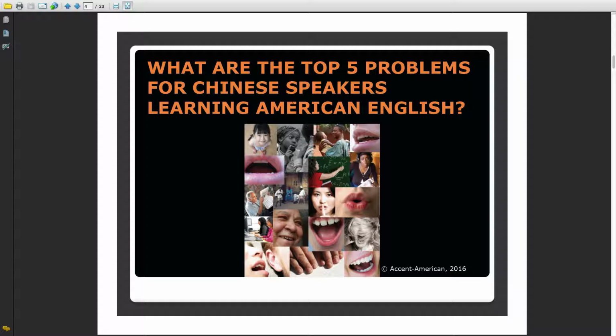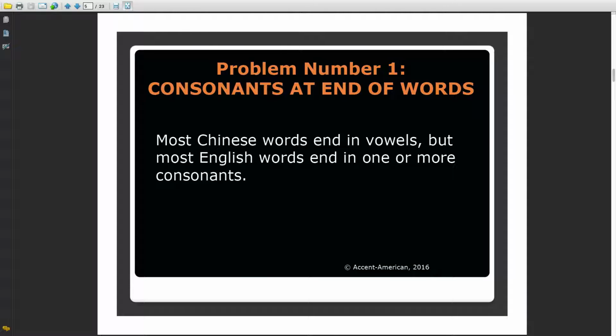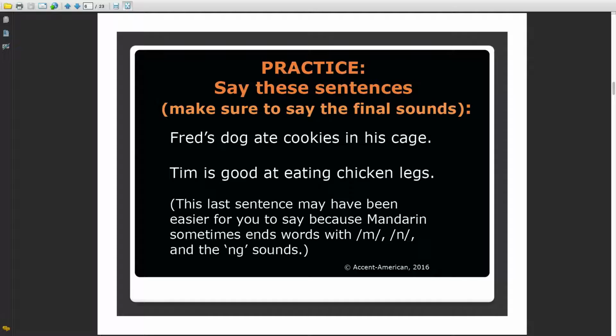So what are the top 5 problems that you might be having as a Chinese speaker who is learning to speak American English? The first problem that I often encounter with my Chinese clients, either Mandarin or Cantonese speakers, is the consonants at the ends of the words. Now, American English puts a lot of consonants at the ends of words, whereas Chinese words usually end in vowels.